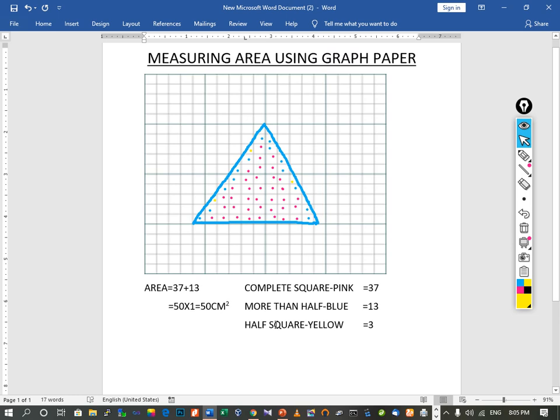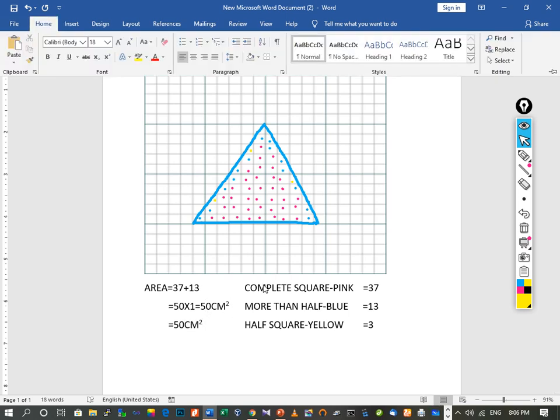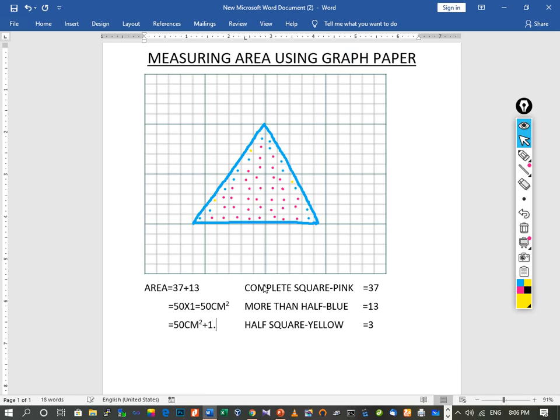Now we have to add this. There are 3 squares which are only half, so we will add only half centimeter square for each, because we have to take only half of the square. So we are going to add only 1.5 centimeter square, because there are 3 halves, so 3 into half will be 1.5. So the total area will be equal to 51.5 centimeter square.